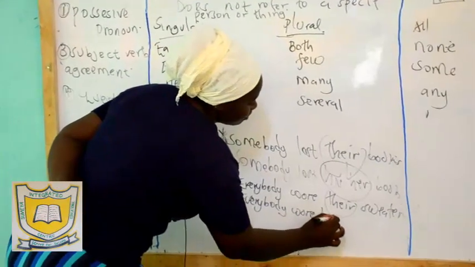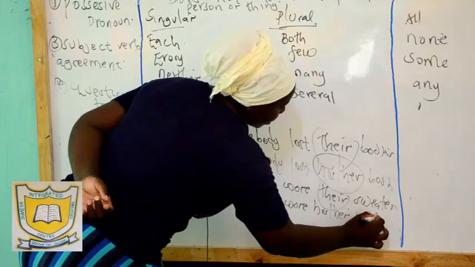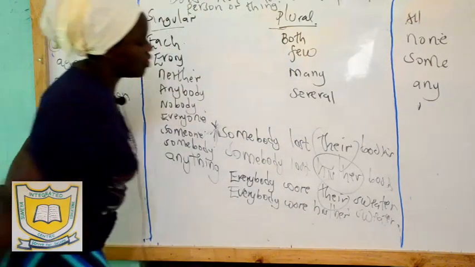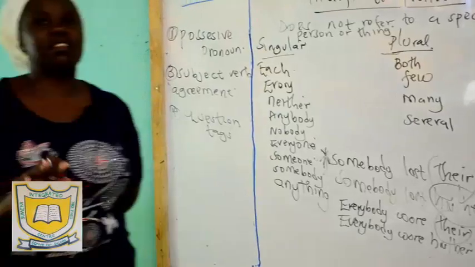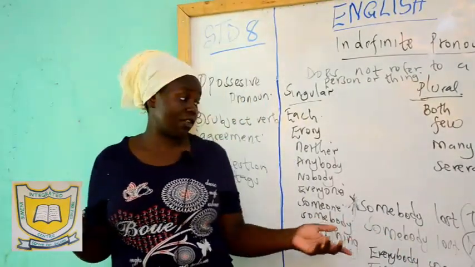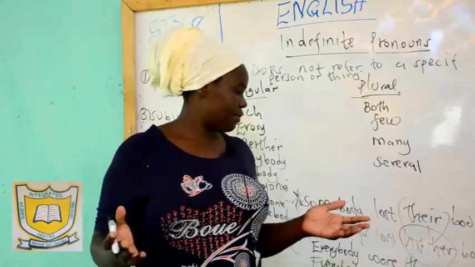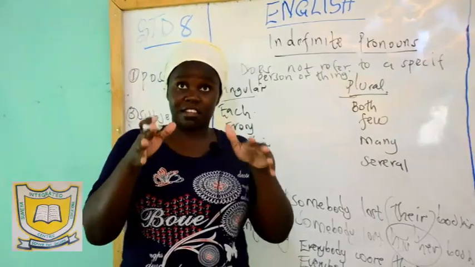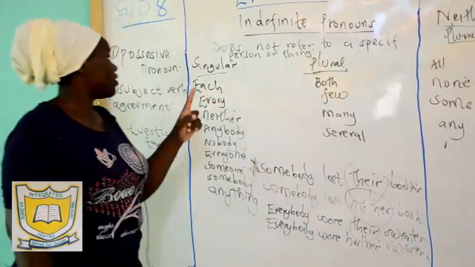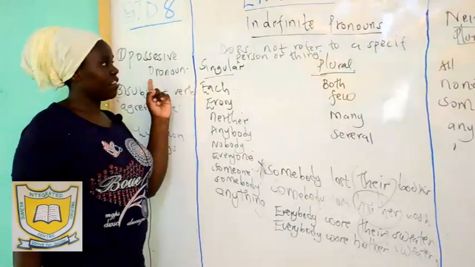So it should be his or her sweater. Is his or her sweater. You don't say everybody wore their sweaters. No, that is wrong. You say everybody wore his or her sweater, singular, or its sweater, so long as it is a singular possessive pronoun. So a singular indefinite pronoun should take a singular possessive pronoun.